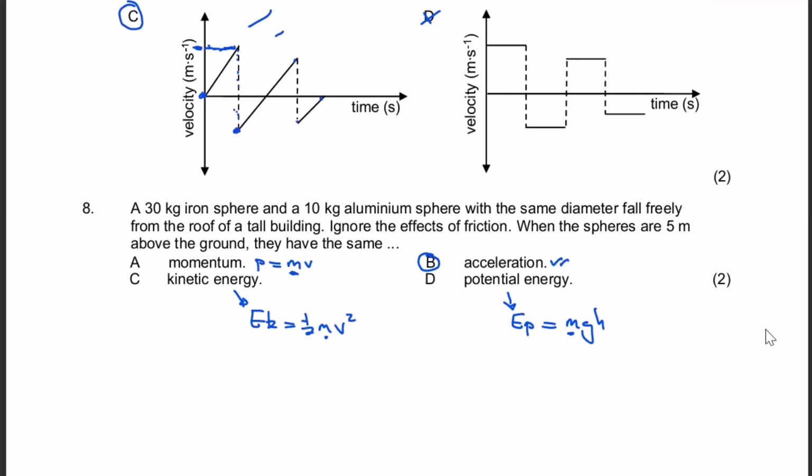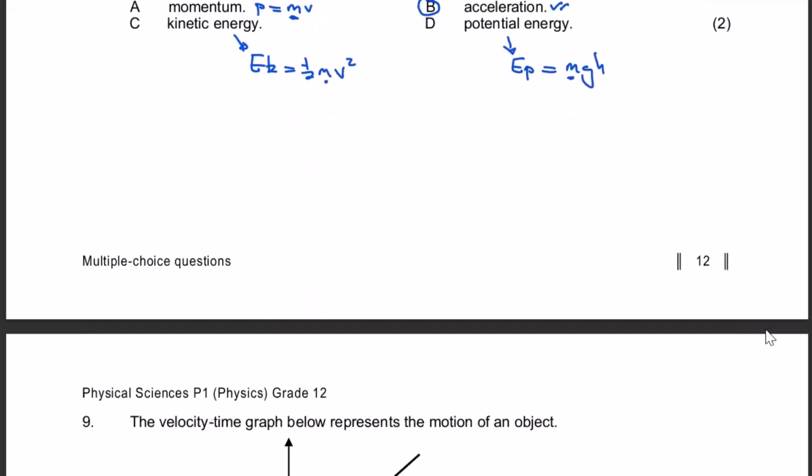So if you look at momentum, kinetic energy, and potential energy, they depend on the mass. So the only one that remains the same there is going to be our acceleration.